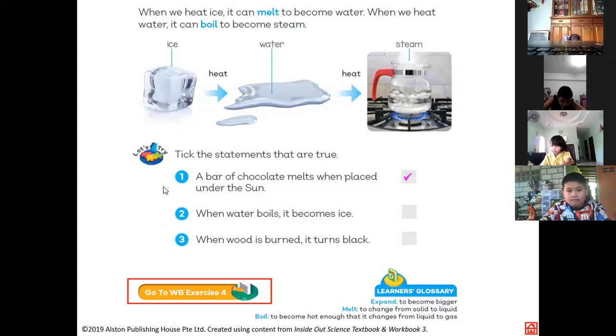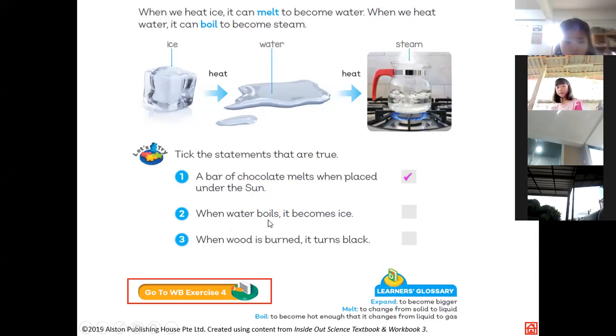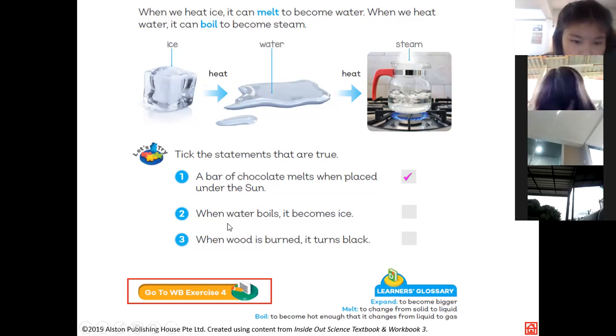All right, number two. Can you read number two? When water boils, it becomes ice. All right, so when you boil the water, does it become ice or no? Let me translate this again. When you boil the water, it becomes ice, yes or no? No. Okay, so do not tick.